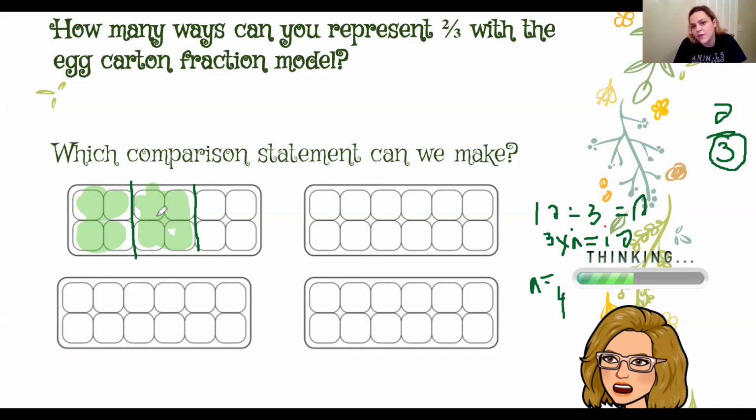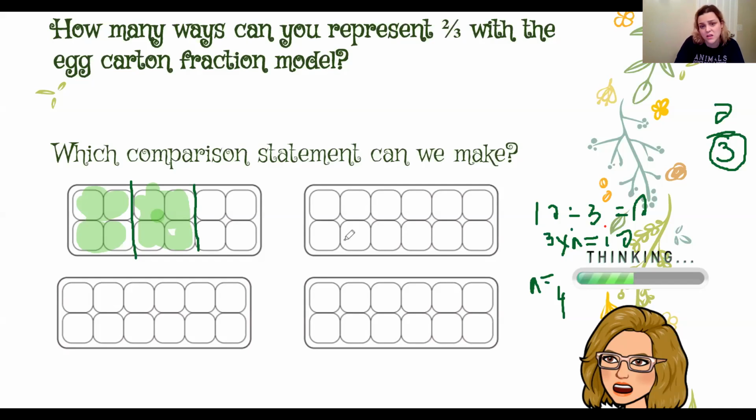So if I ate 2/3 of my egg carton, how many eggs did I eat this morning? Show me with your hands. 3, 2, 1, and go. Yeah, 8 eggs. If you ate 2/3 of your egg carton, you ate 8 eggs. Now that I know that 2/3 is the same as 8 eggs, now I can shade in, or I can represent 2/3 in multiple ways, in many ways. I just have to remember that I have to shade in 8 eggs.